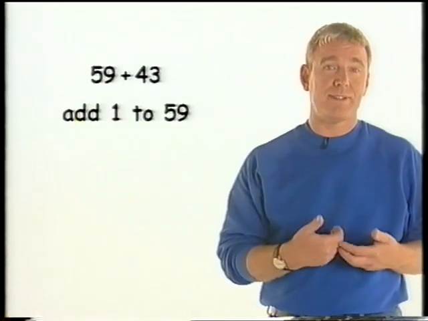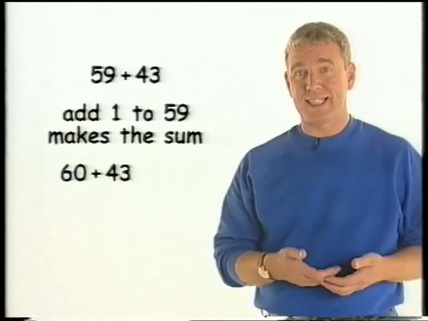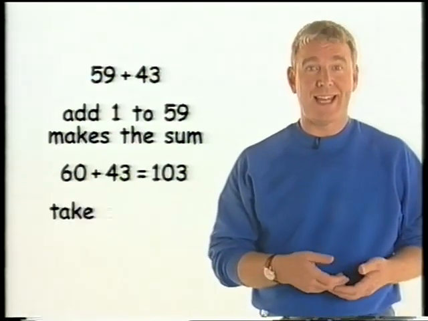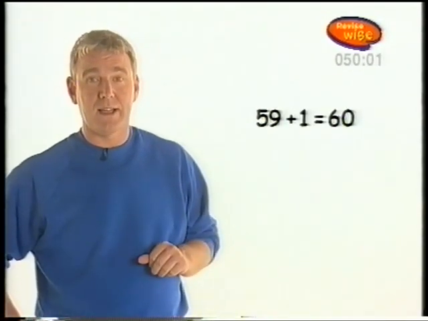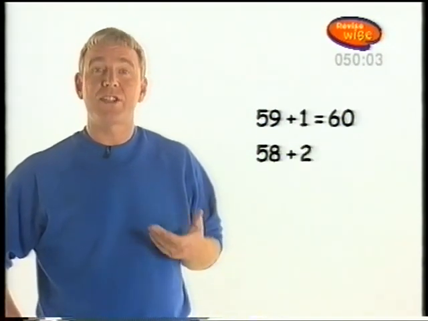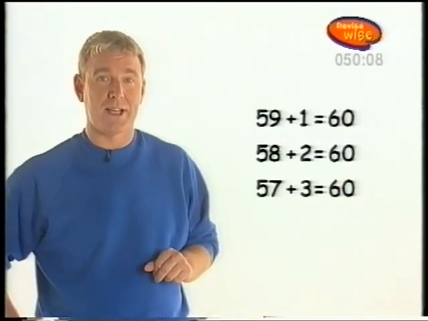To find the answer to 59 plus 43, I'd turn the 59 to a 60, then at the end take away 1, and the answer would be 102. What she did was to add 1 to the 59 to round it up to 60. It's easier to add 43 to 60 to make 103, then take the 1 off again to get the right answer, 102. With any number ending in 9, you can add 1 to make the sum easier. With a number ending in 8, add 2 to make the sum easier. And with a number ending in 7, add 3 to make the sum easier.